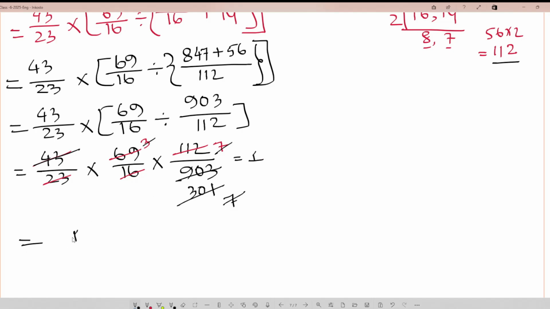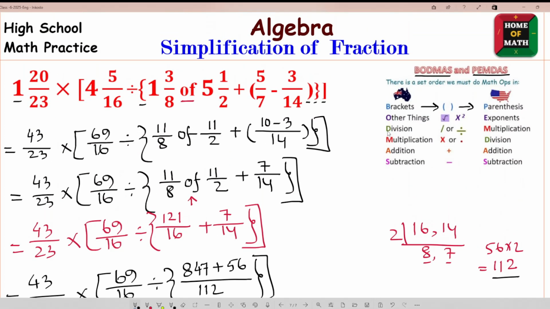A giant simplification, the result is only 1. So I hope you cleared this one. This kind of math is very important. Every sign, like divide and multiplication, are also 'of'. If you make a mistake, the result will be wrong.